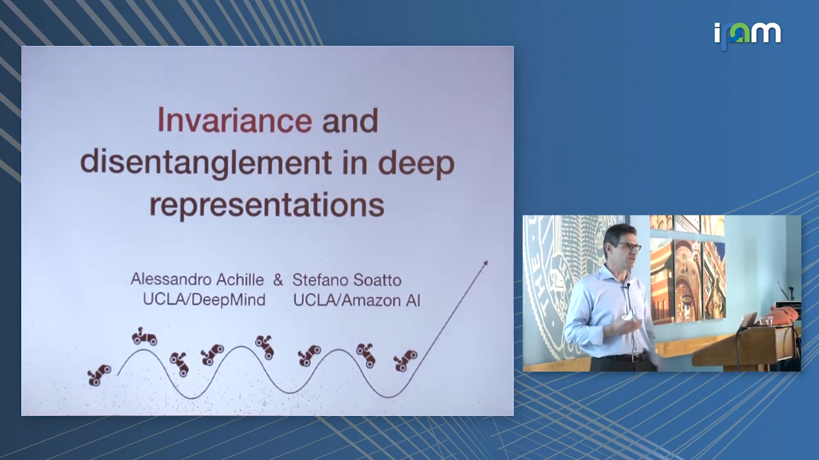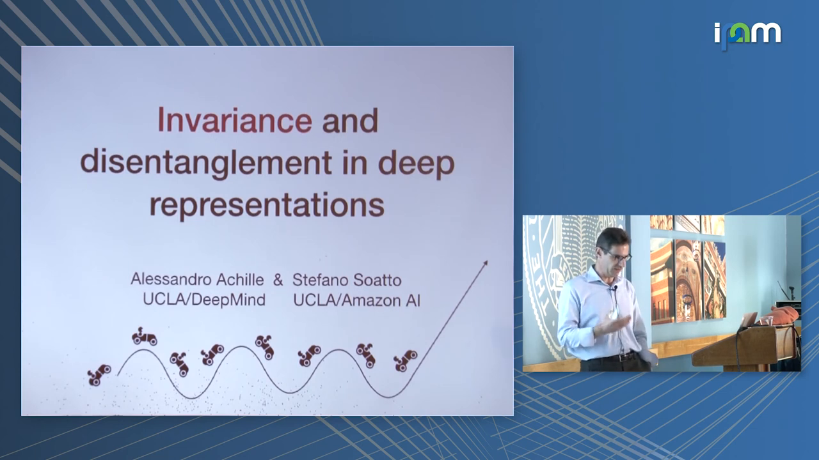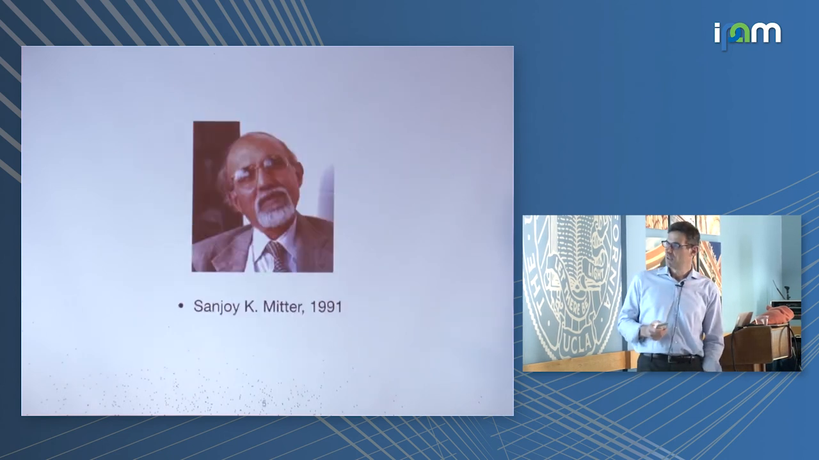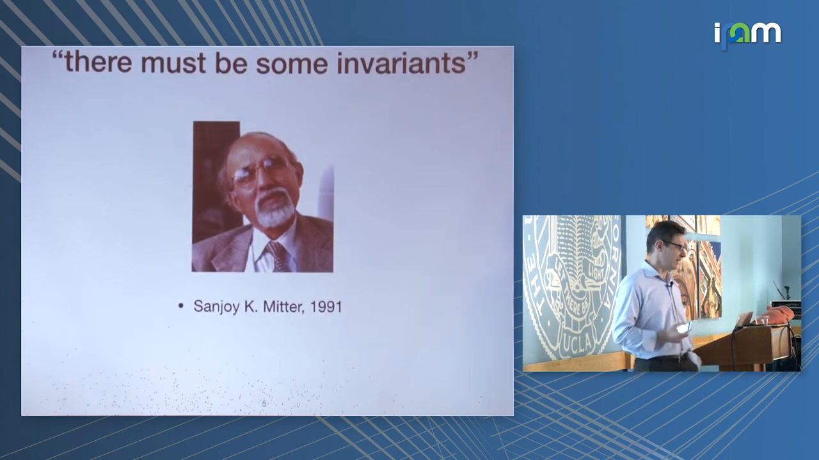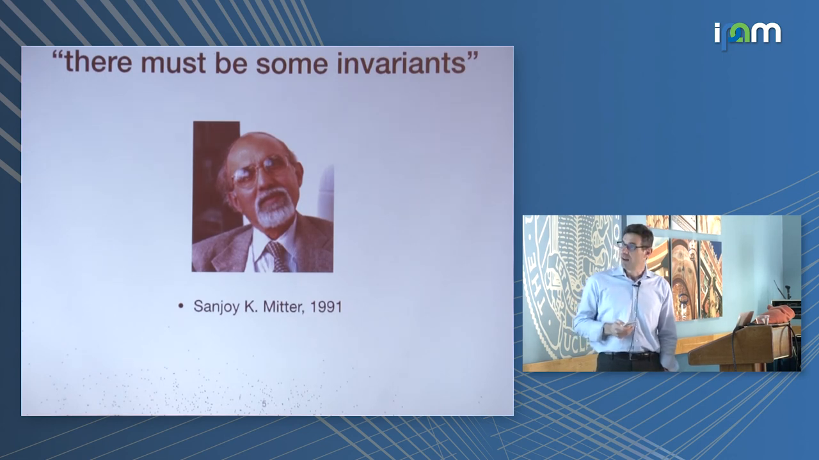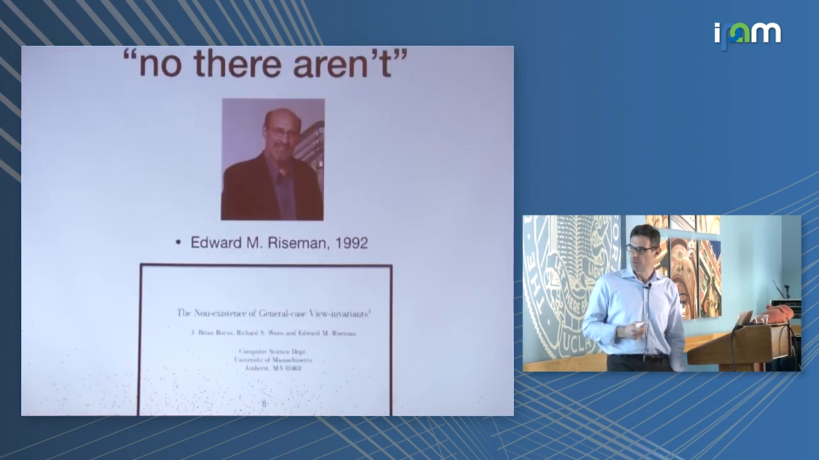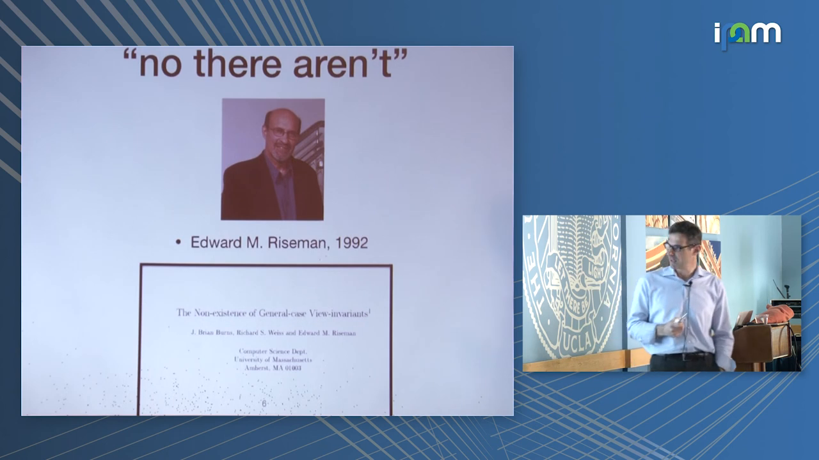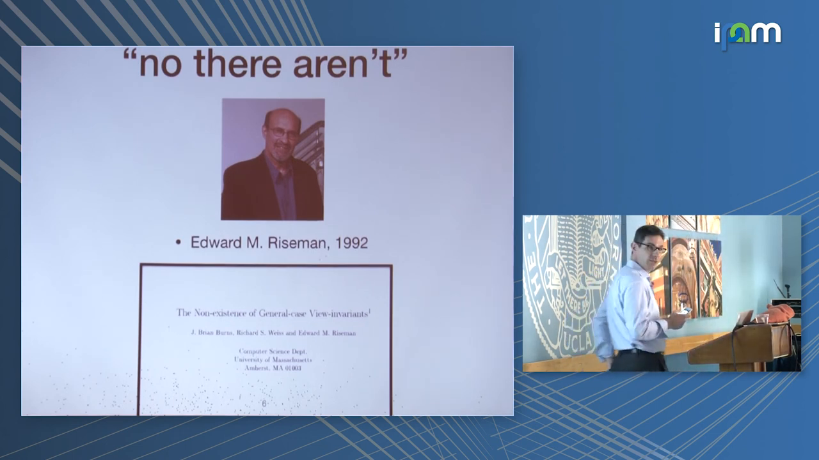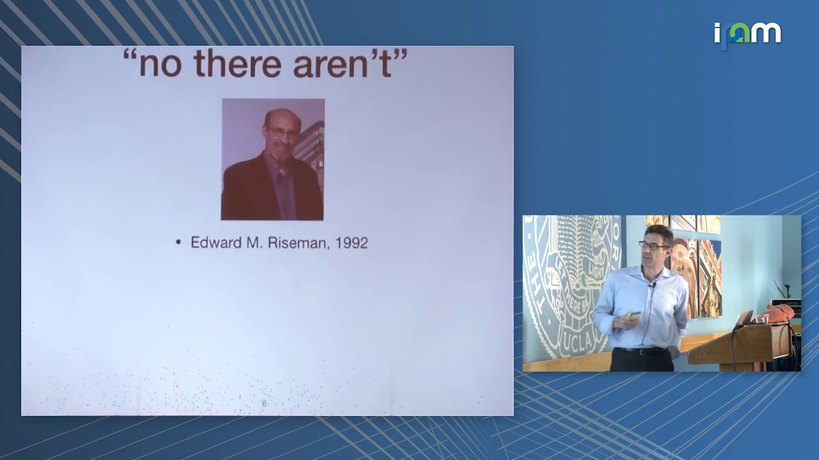defending my undergraduate thesis, and in the audience was a famous MIT professor named Sanjoy Mitter. And at the end of an hour-long talk, the only thing he said was, there must be some invariance. I had no idea what that meant, but it sounded interesting, so I started looking into that. That was 1991. And then the following year, I ran into a paper titled The Non-Existence of General Case Invariance. So it didn't look like a promising direction, and that was the first invariance winter.